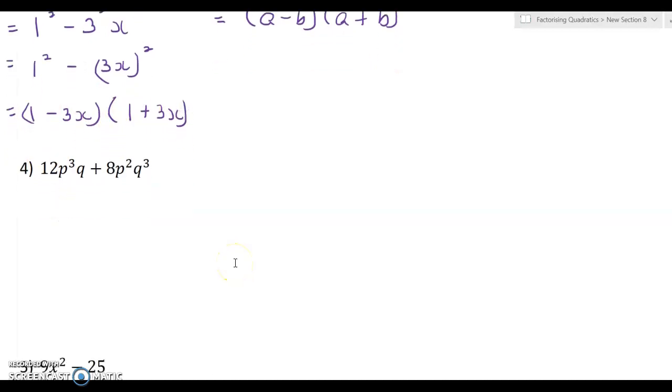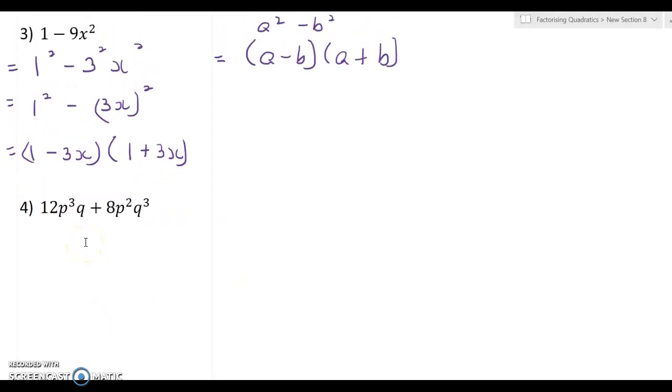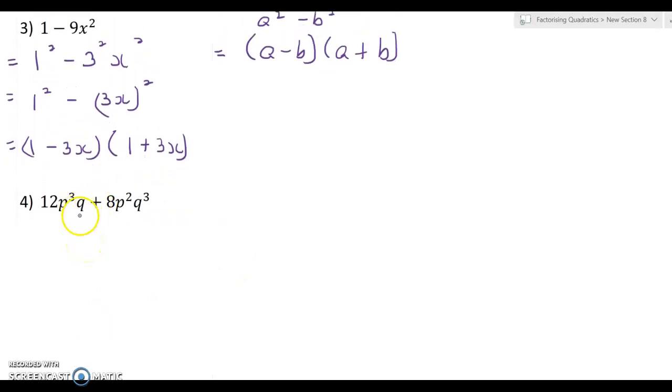And I thought it was 5, yes, it is 5 questions. So this is the 4th question here. Let's go now. So here is a simple factorization, pulling out common terms. So you have 12p cubed q plus 8p squared q cubed. Or 12p to the power 3 q plus 8p squared q to the power 3. Now let's get the numbers first, 12 and 8. What is the highest number that can go into 12 and 8? 4. So you pull out 4.